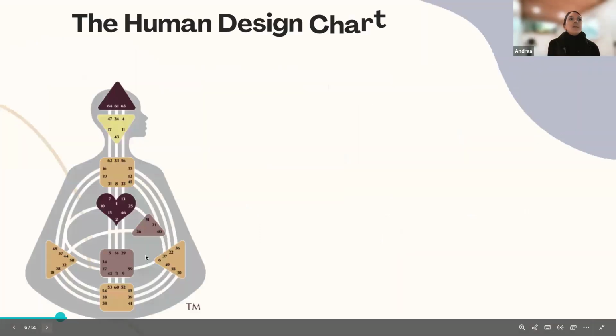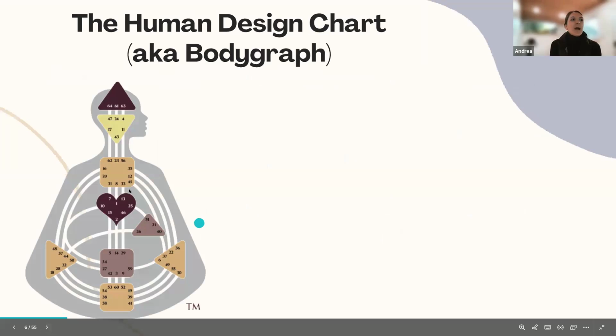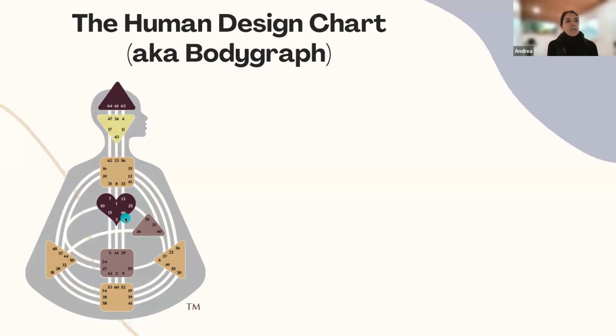So the human design chart, also known as the body graph, looks something like this. Hopefully all of you have had a chance to download it from the internet. I know the graph that you download on the internet is going to show more than just the person with the centers. There's also things on the side and numbers and sometimes arrows.